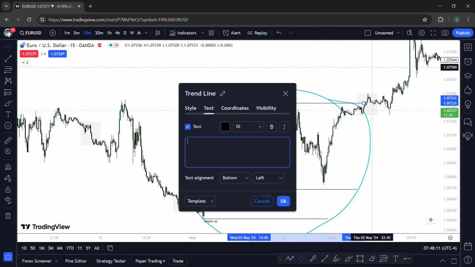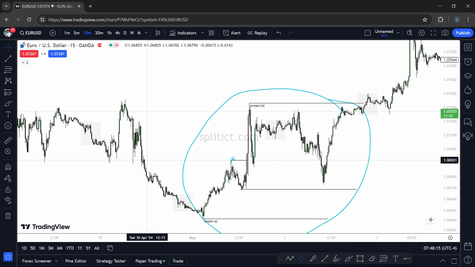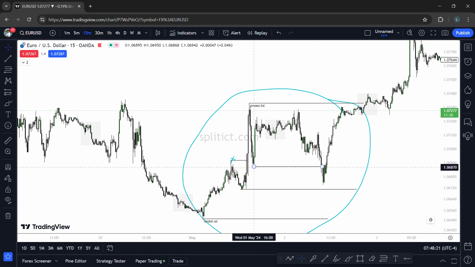PM session BSL. All right. So this is the PM session buy side liquidity. And again, this obviously is the PM session sell side liquidity. Why? It is exactly at 4. What is the PM session timings? From 1:30 all the way to 4 o'clock, right? So good. So what happened here?